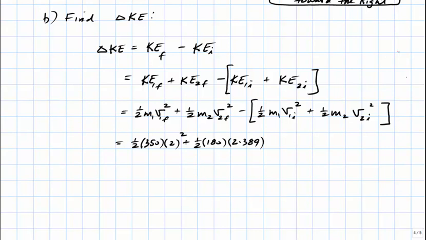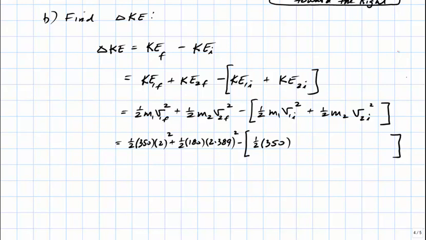And we're going to square that result, minus (1/2) m1, v1 initial was 4 meters per second squared, plus 1/2 m2 is 180, and its initial velocity was negative 1.5.